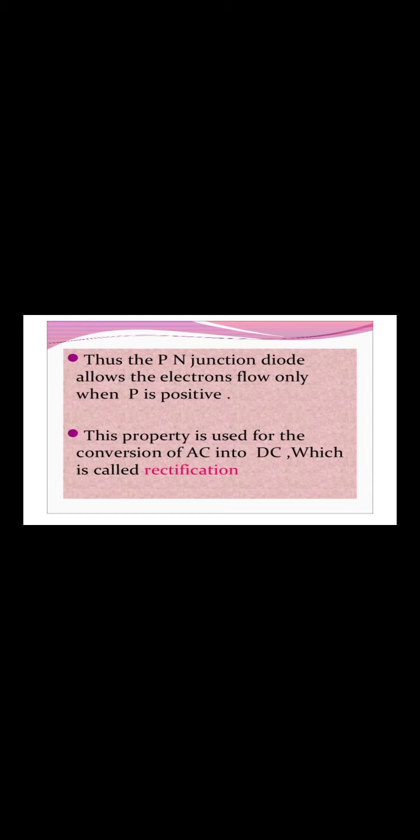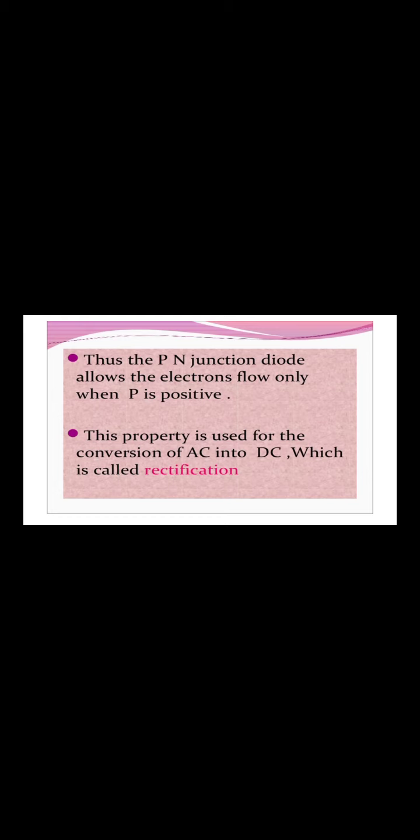I already told you, if the cathode terminal is connected to the negative terminal of the battery and the anode terminal is connected to the positive terminal of the battery, then the electrons flow. Otherwise the electrons cannot flow. This property is used for conversion, that is rectification, of AC into DC. This process is known as the rectification process.